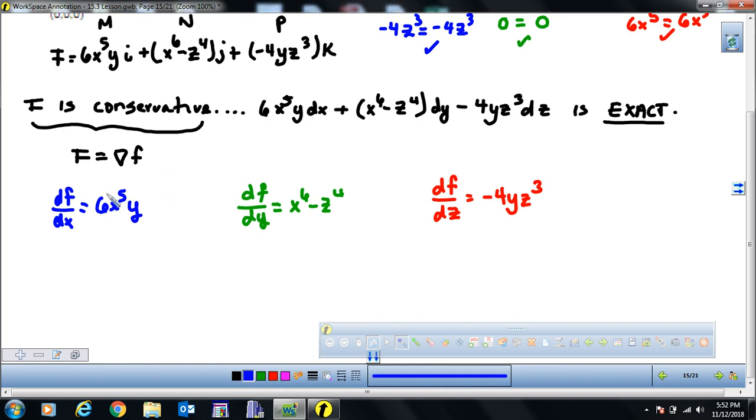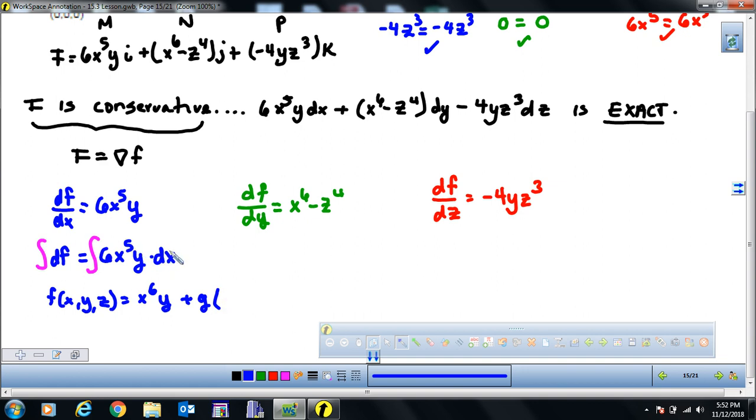So let's integrate this one. The derivative of some potential function equals 6x to the fifth y times dx. So we need to integrate it, and the first integration will be with respect to x. So the integration of this with respect to x will be, well, first of all, f of x, y, z equals the integration of 6x to the fifth with respect to x, which will be x to the sixth power y, plus it could be some constant or some function g.